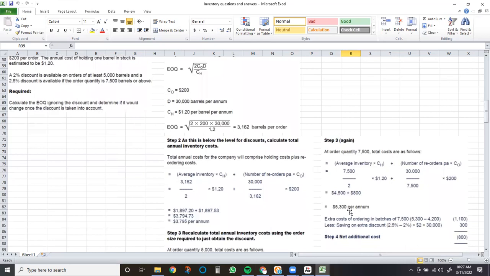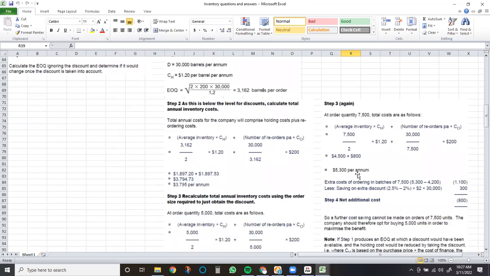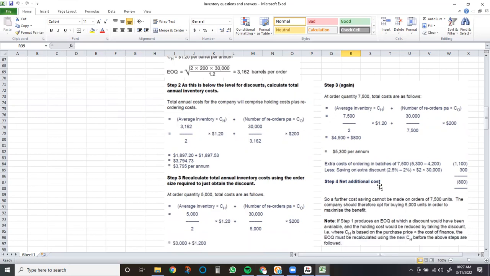So 5,300 is the total holding and ordering cost. Extra cost of ordering in batches. Now note how this is worked out. You could have worked it out in different ways.